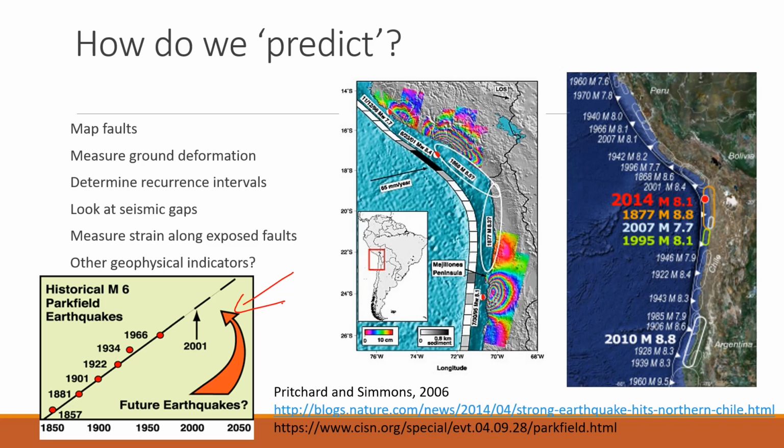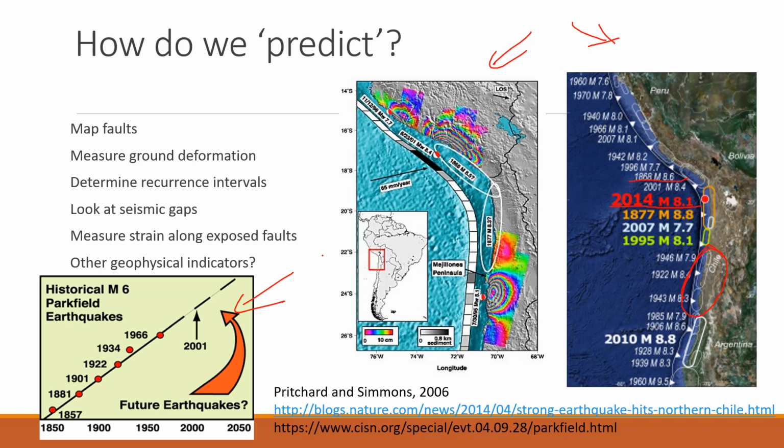We can also look at what are called seismic gaps. We look at areas where we should be seeing earthquakes and at where we've had past earthquakes, which is what these two maps are doing. The area that hasn't had an earthquake recently is probably going to have one soon. This 2014 area had a big earthquake, so now we're not going to have one there for a while. We're going to look at areas like this that have been a while. These ones that haven't had an earthquake recently are more likely to have one in the near future. We can look at the amount of movement along exposed faults, so the strain. Again, that's looking at ground deformation.